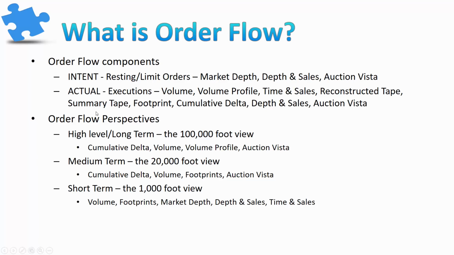Now, there are two major components to order flow, and we can separate those in terms of intent and actual. So actual would be what actually trades in the here and now, and intent is what people say they're going to trade but they might not. So of all the order flow tools, it's only the depth of market and also Jigsaw Auction Vista that's going to show intent. So as a position day trader, you can actually get away without looking at the intent. For many traders, the market depth is not that important.